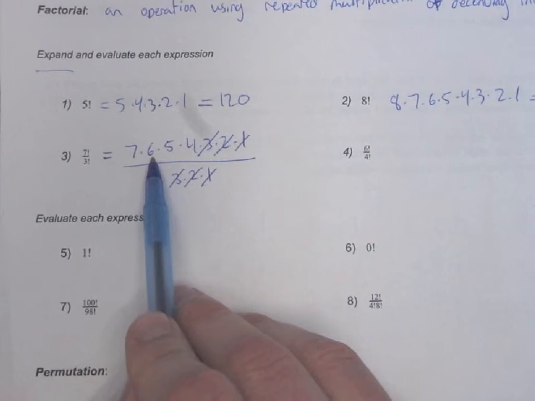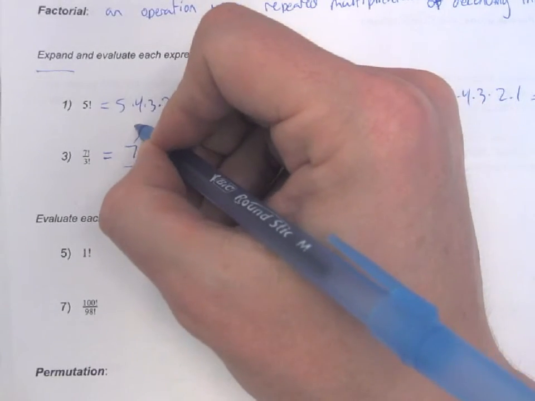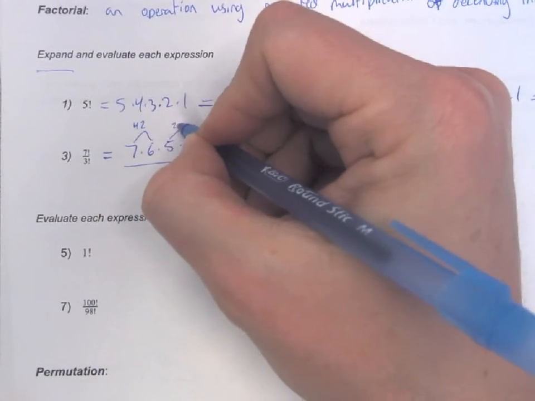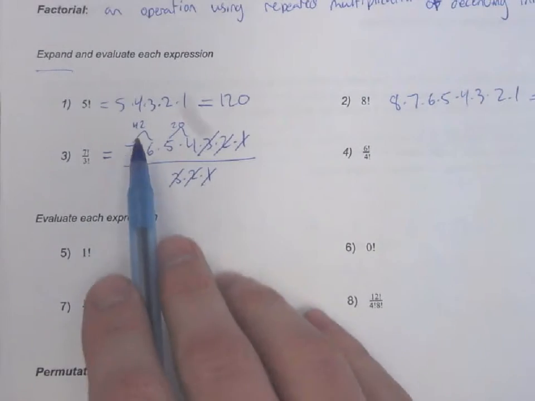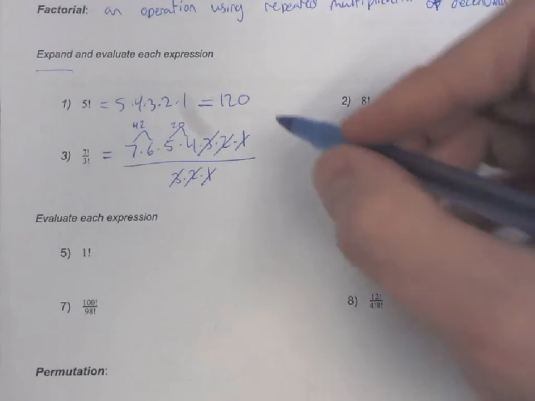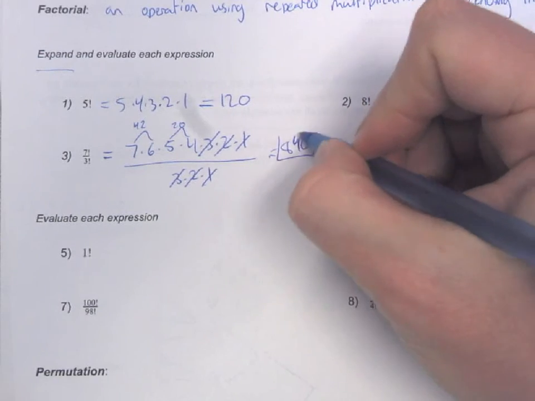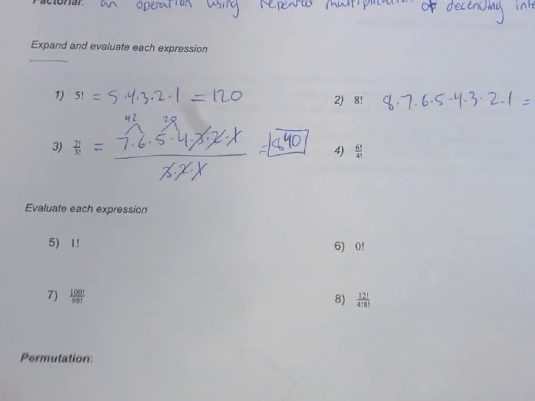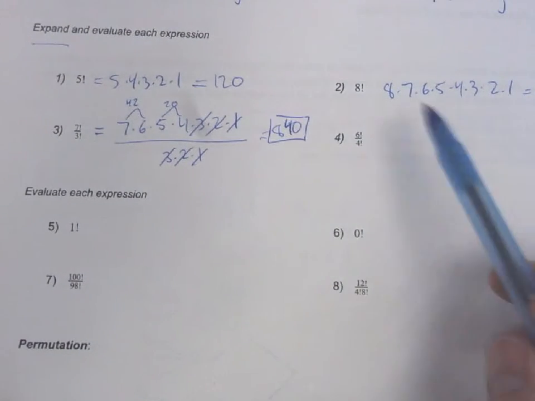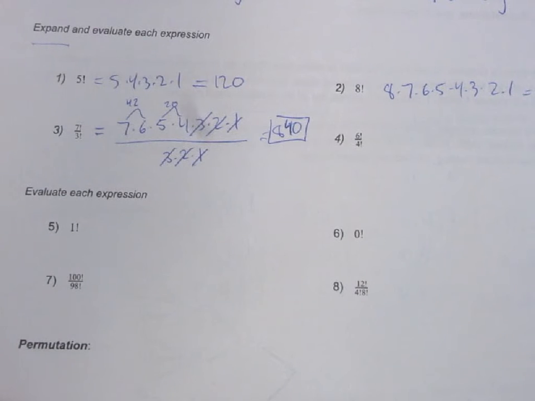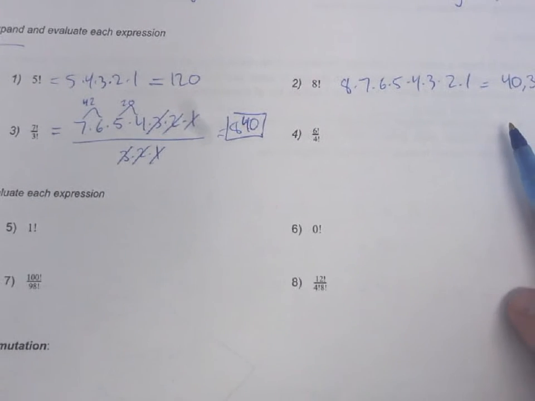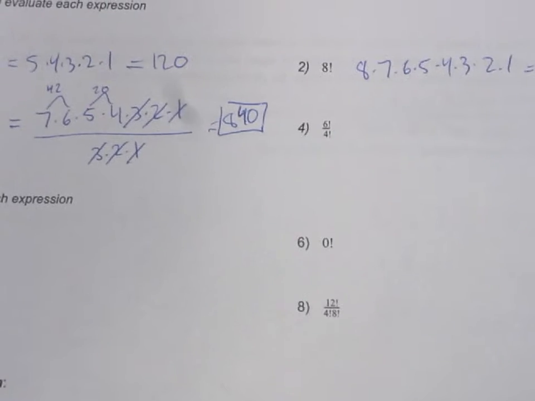So we'll finish it up. 7 times 6 is 42, right? And 5 times 4 is 20. So 42 times 20 would be 840. All right, now see if you can predict without even trying what this is going to be. So that's 6 factorial over 4 factorial. These came out really small. Let me zoom in.